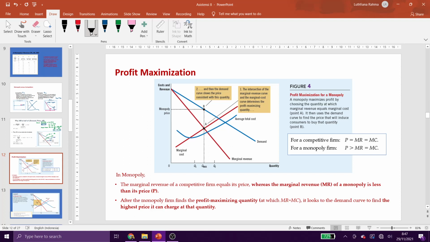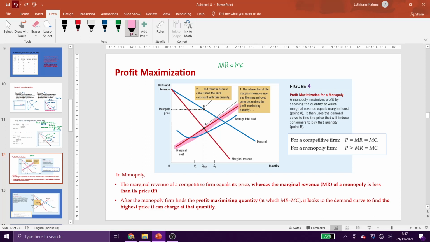Okay, so here we have the profit maximizing condition. Always remember that the profit maximizing condition is always a condition where the marginal revenue equals the marginal cost. So where is the condition? Here is the marginal cost, the red one, and then here is the marginal revenue.